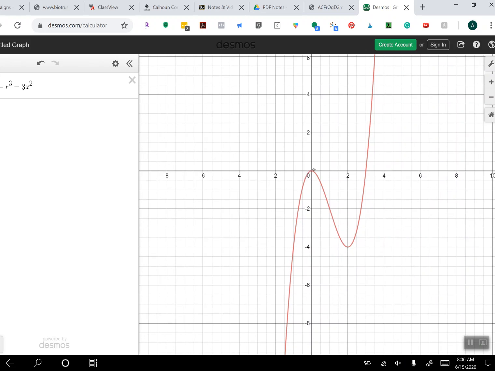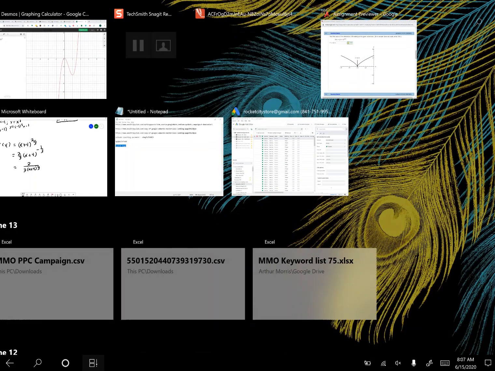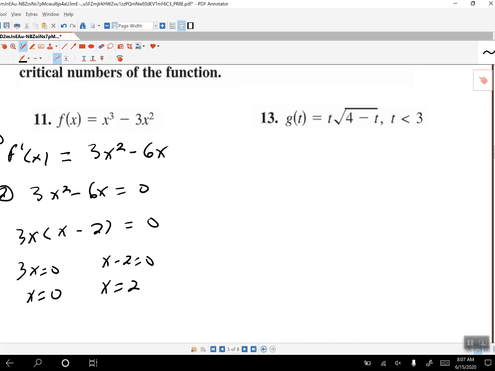Okay, so we said that at the point 0 we had a critical number, which means the curve changes directions, and you see at the point 0 we have that, and then where x equals 2 we have another critical number where the direction of the curve changes. So that's what we're looking at when we're talking about critical numbers, where the curve changes directions. Okay. All right, so back to this problem.